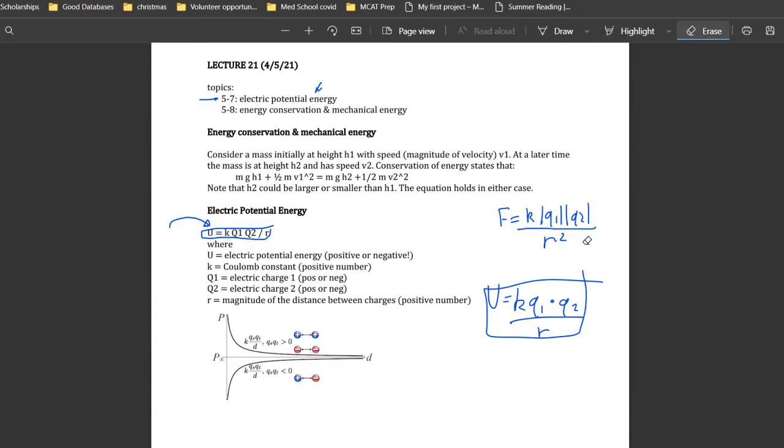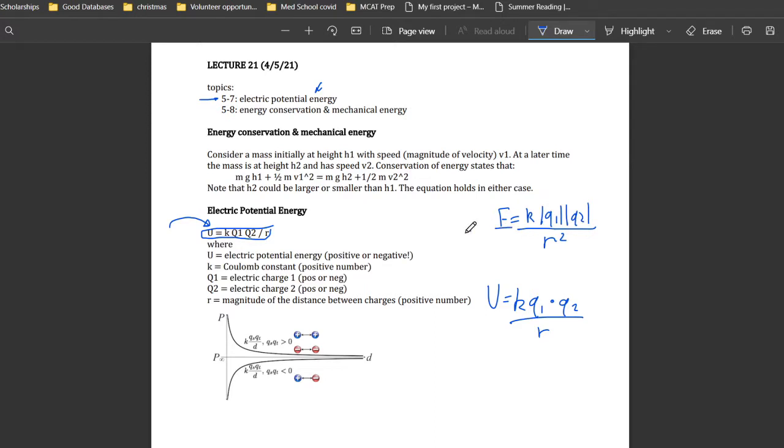equation for electric charges. So recall that the force between two electric charges is equal to the k constant times the absolute value, the magnitude of charge 1 times the magnitude of charge 2, divided by the distance squared. This is an important thing to note because the force does not consider positive or negative.